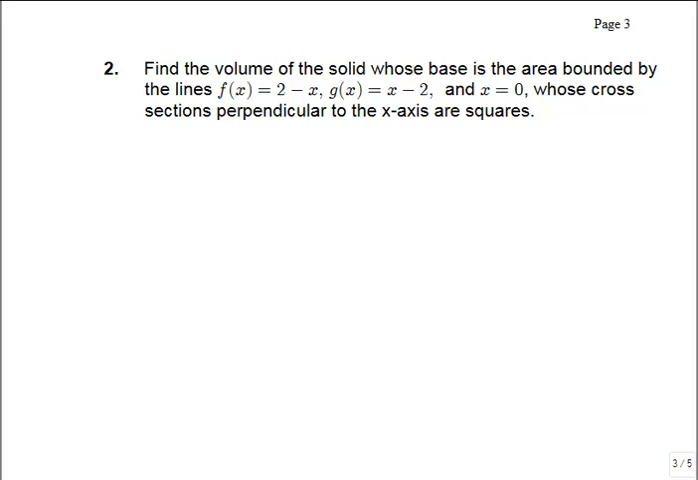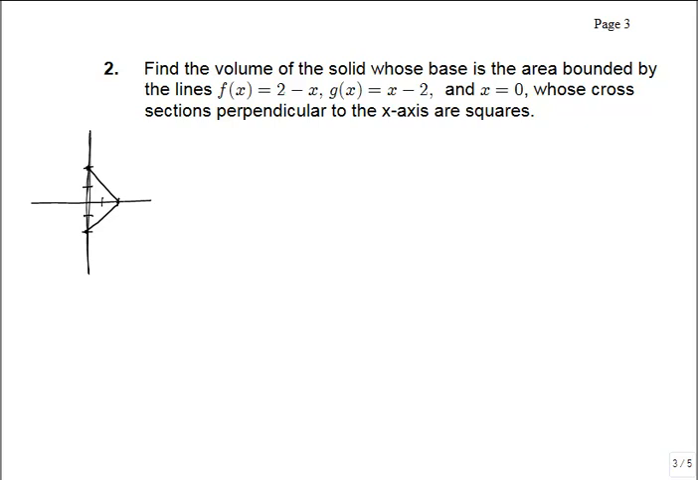So first thing you want to do is draw the region that represents your base. So what we have is our base region bounded by the lines 2 minus x, which would have a y-intercept of 2 and an x-intercept of 2, and x minus 2, which has a y-intercept of -2 and an x-intercept of +2, and x equals 0. I only drew my lines up till that y-axis because I knew I was going to be bounded by the line x equals 0. So the region bounded by all three of these is this triangular region.